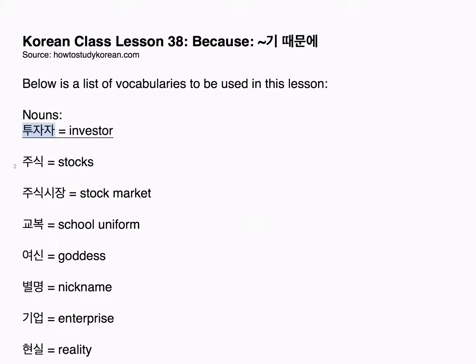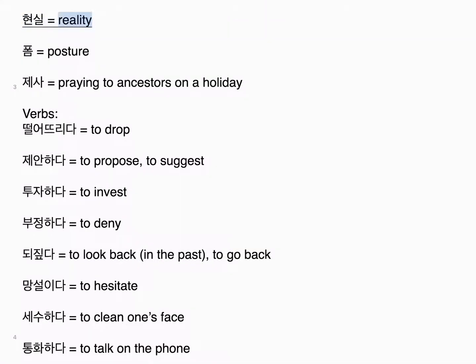Nouns. 투자자, investor. 주식, stocks. 주식시장, stock market. 교복, school uniform. 여신, goddess. 별명, nickname. 기업, enterprise. 현실, reality. 품, 파수처. 제사, praying to ancestors on a holiday.